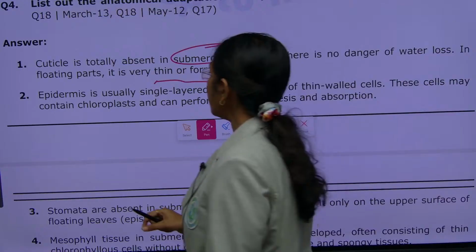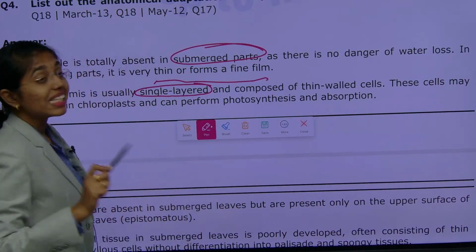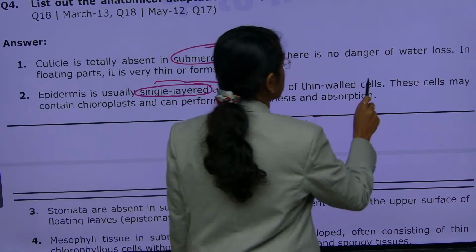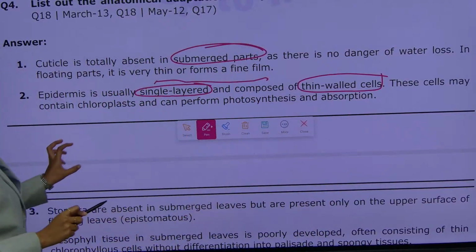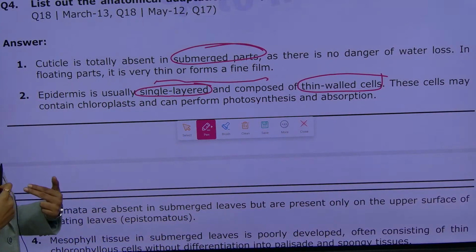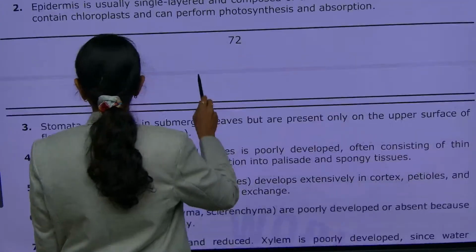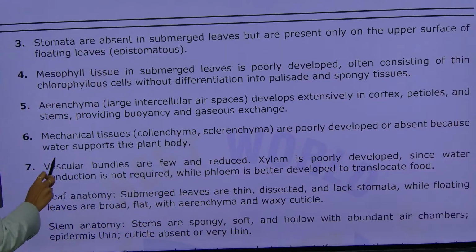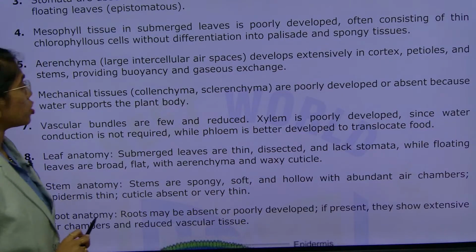Next, epidermis is usually single layered epidermis and it is composed of thin walled cells. These cells may contain chloroplast and it can also perform photosynthesis and absorption. The next is about stomata. Stomata in hydrophytes is epistomatous. Stomata in hydrophytes is epistomatous.